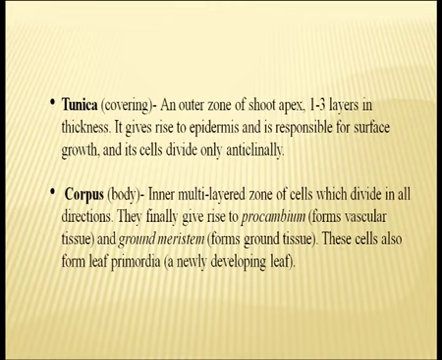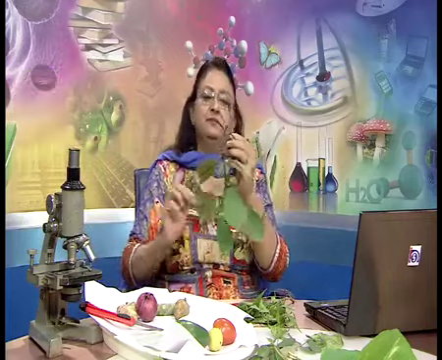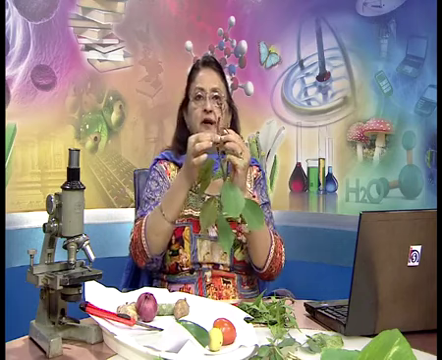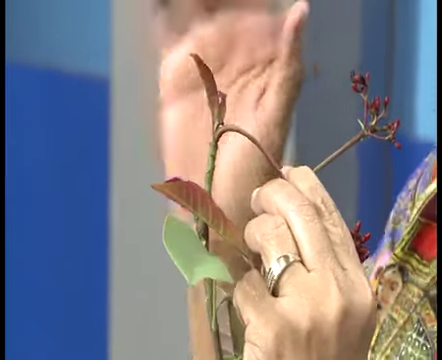So, tunica, as I told you, is the covering, the outer zone of the shoot apex, 1 to 3 layers in thickness, and it gives rise to epidermis, which is responsible for the surface growth. Suppose this is the stem. Now, the shoot tip here gives the outer covering, which is epidermis, and it gives protection to the whole shoot.